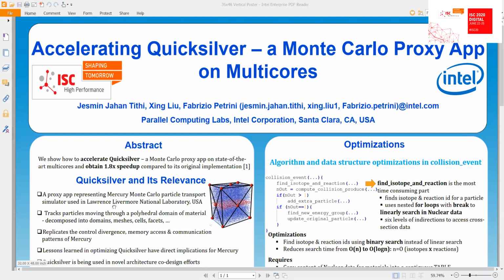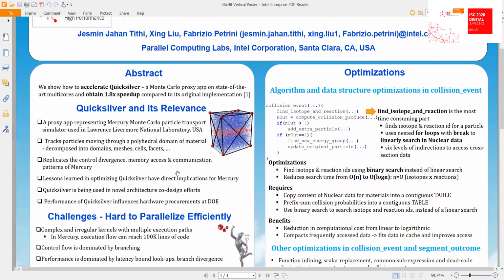Quicksilver tracks particles as it transports through a polyhedral domain of material decomposed into domains, meshes, cells, and facets. Quicksilver replicates the control divergence, memory access, and communication patterns of Mercury. As a result, the lessons learned in optimizing Quicksilver have direct implications for Mercury. Quicksilver is being actively used in novel architectures co-design efforts, and its performance on any hardware influences the procurement decision at DOE.